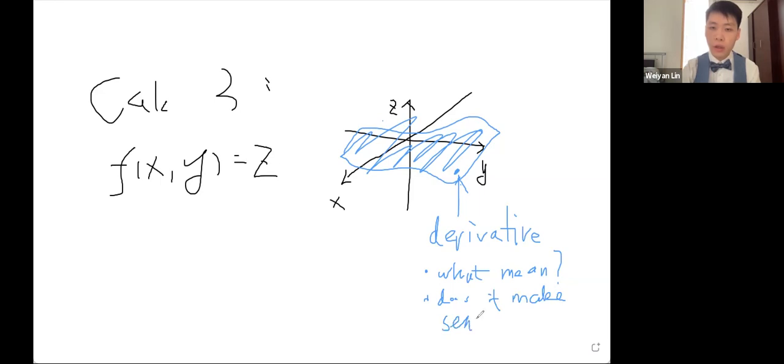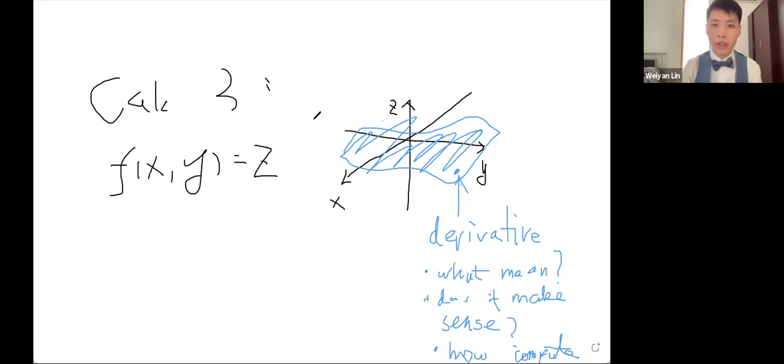Again, I apologize that I couldn't use the iPad to share my screen. I promise my handwriting would be much better next time. Okay, so and then how to compute that? Okay, so this is for the derivative part.